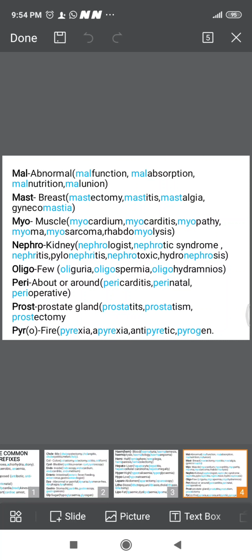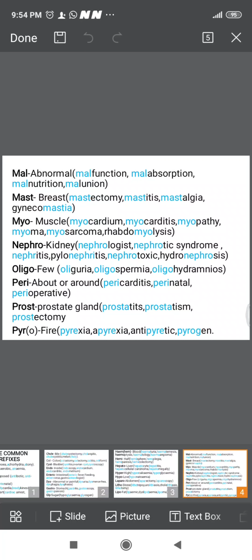Another prefix we have here is oligo, which stands for few. We have oliguria, which is small urine output. We have oligospermia, which is low sperm count. We have oligohydramnios, which is a low or small quantity of amniotic fluid.